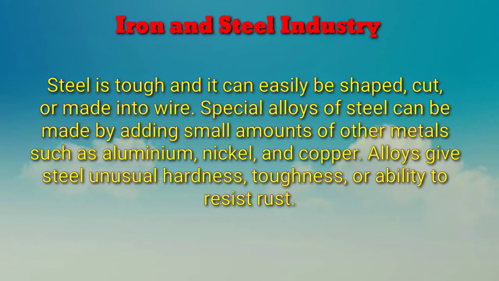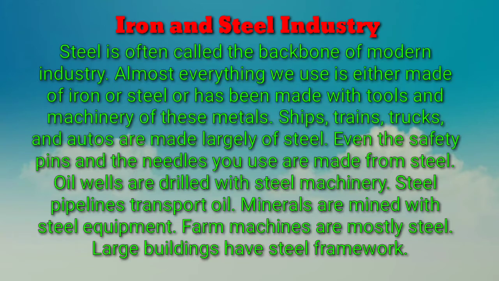Steel is tough and it can easily be shaped, cut, or made into wire. Special alloys of steel can be made by adding small amounts of other metals such as aluminum, nickel, and copper. Alloys give steel unusual hardness, toughness, or ability to resist rust. Steel is often called the backbone of modern industry.